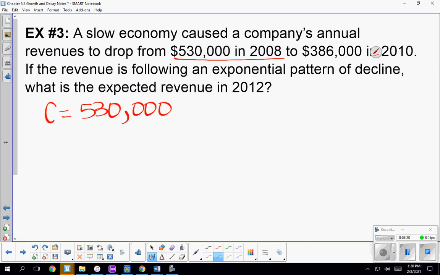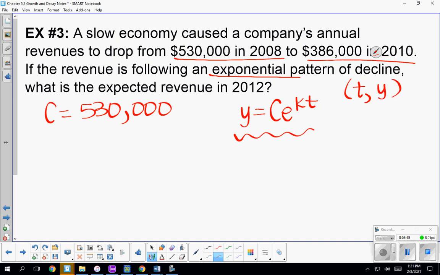And we know that this follows an exponential pattern. So I know my final answer is going to be in this form where C is that initial value. They also give us an ordered pair. Because in this form, T is my independent variable and Y is my dependent variable, the ordered pair they give me is that in 2010, which was 2 years after we began, our revenue was $386,000.